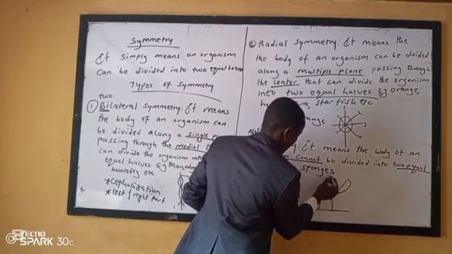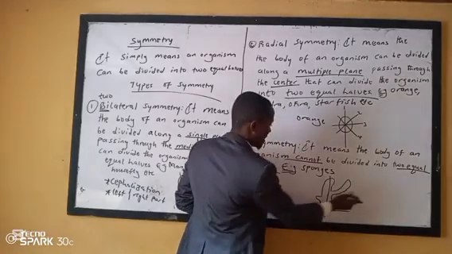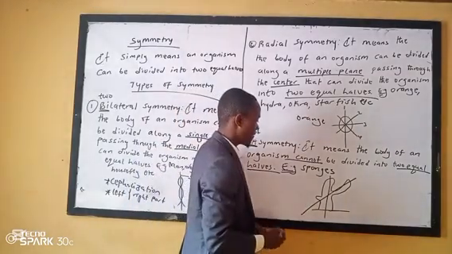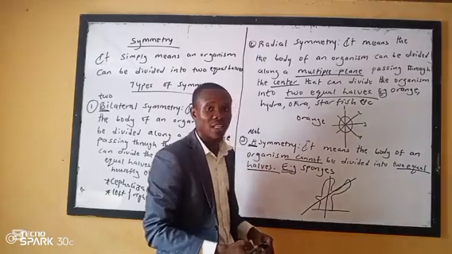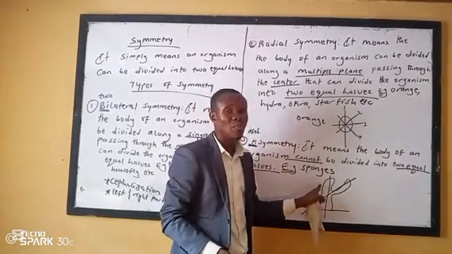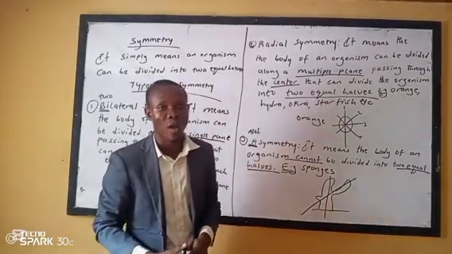For example, let me just pass a line here and you see the part I have here is not the same as what I have here. Also, if I think of any way, there is no way in which I can pass a single line to divide these sponges into two equal halves.